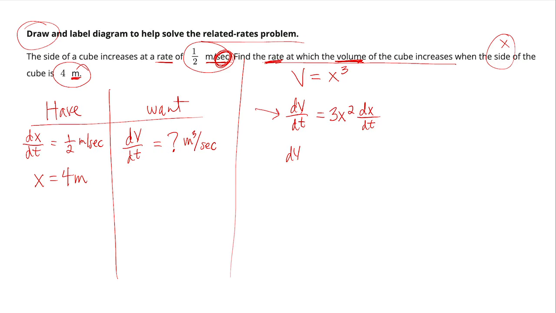So what I do at this point is I plug in what I have. So I'll plug in a 4 for the x and a 1/2 for the dx/dt. Now if I multiply all that out, what I end up getting is 24. So that means the rate at which the volume of the cube increases is 24 meters cubed per second.